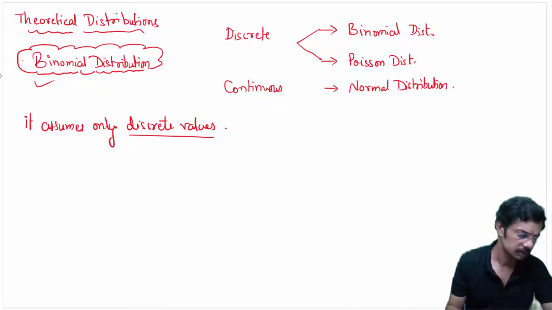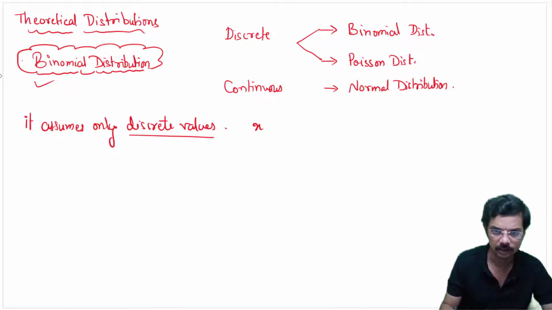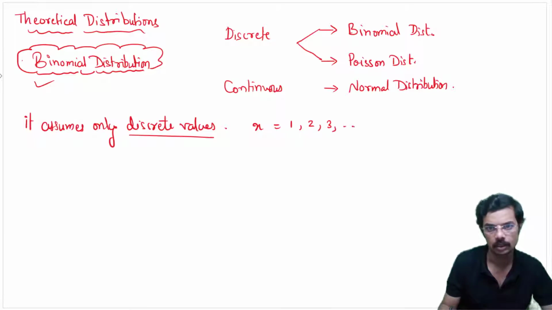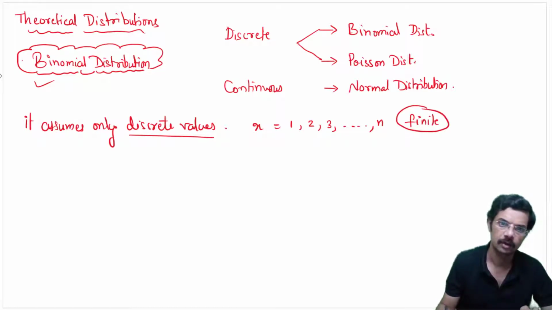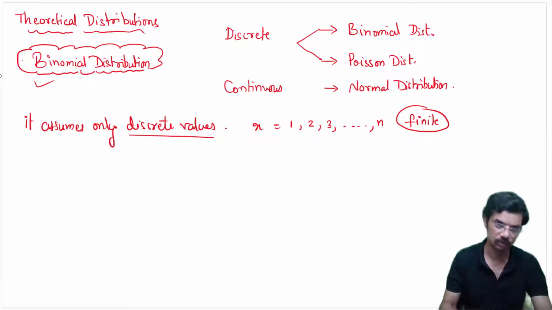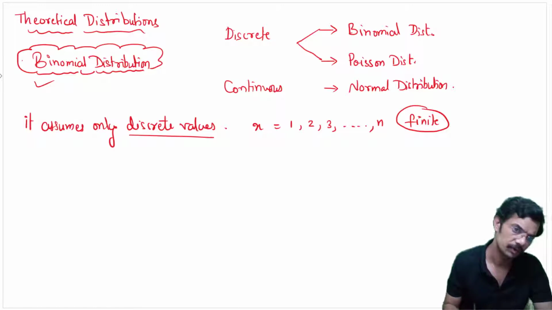The random variable x can be 1, 2, 3 up to say any value n. It should be finite. n should be finite. Why do we use this? That is another thing. And when do we use this? Before going there, we should understand what a Bernoulli trial means.